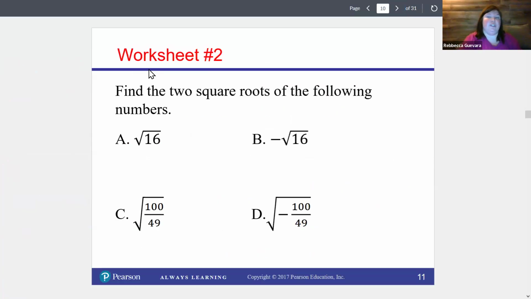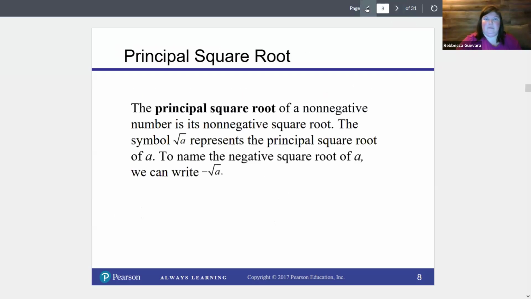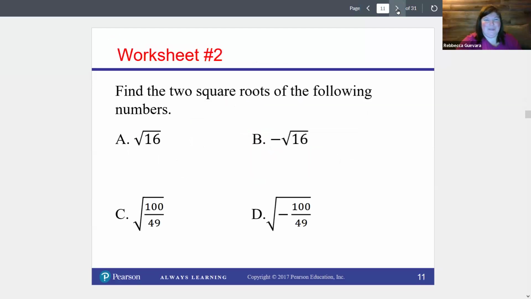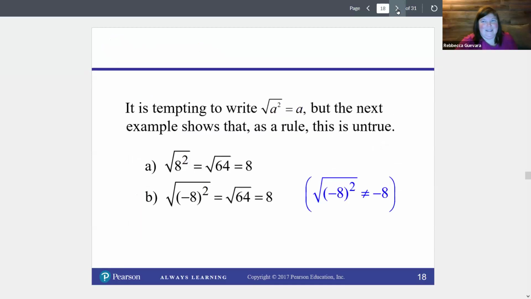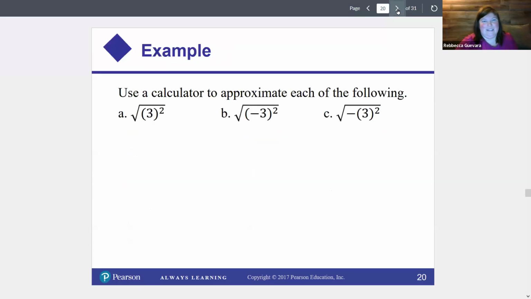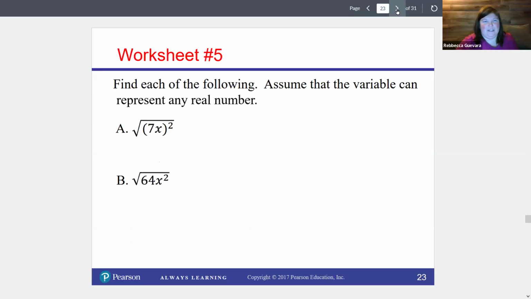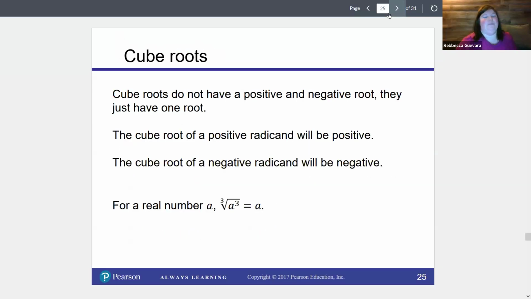So first, we're just going to work on, just a second, my slide. It did a weird thing. I'm trying to circle back around here. There we go, cube roots.